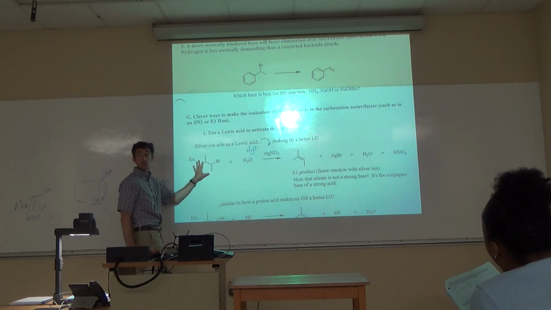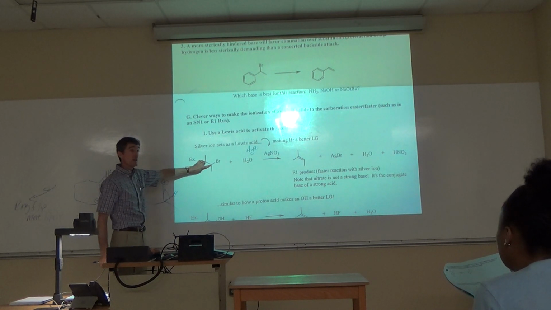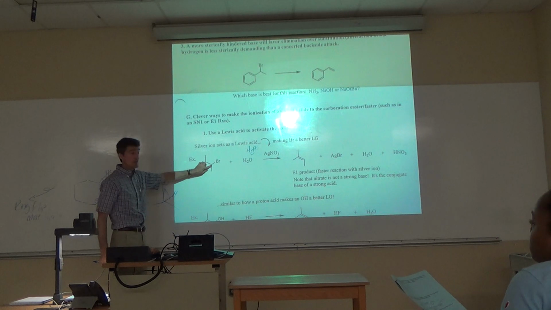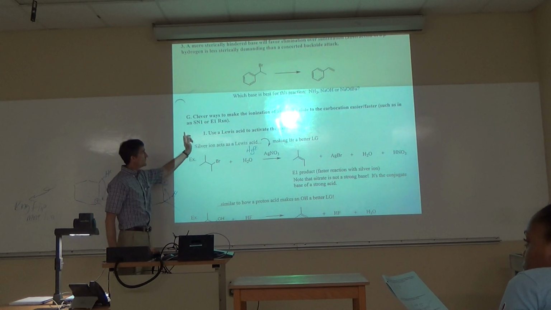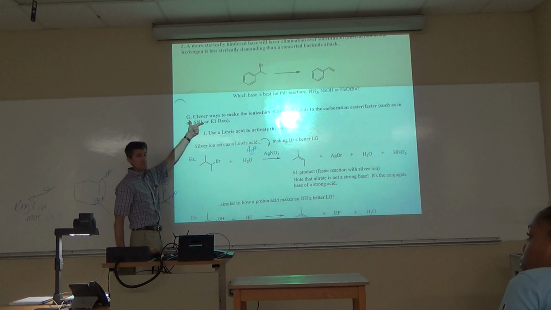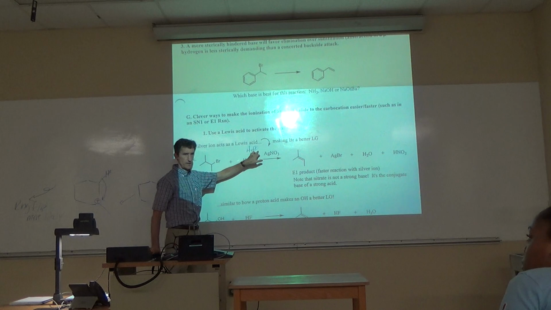That can be a little slow sometimes. This is going to make a secondary carbocation. It would be easier if it was tertiary. Secondary is going to be a little slower. Primary we would never do. Maybe a little slow to ionize. Do we have a clever way to make ionization of the alkyl bromide faster? Yes, we can include silver ion.